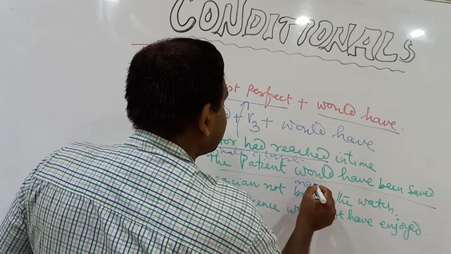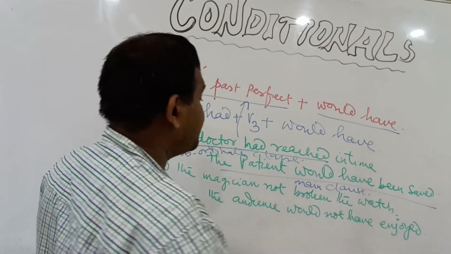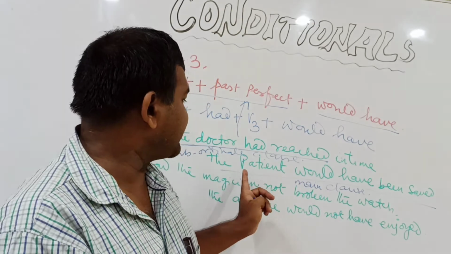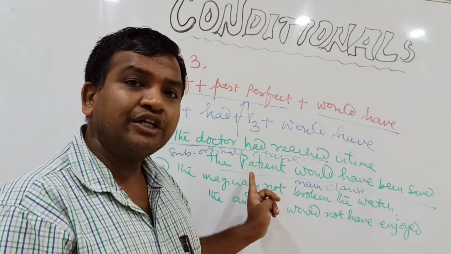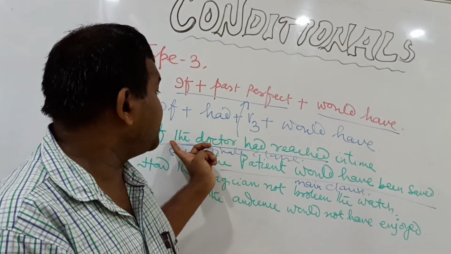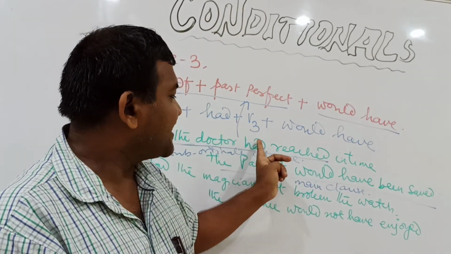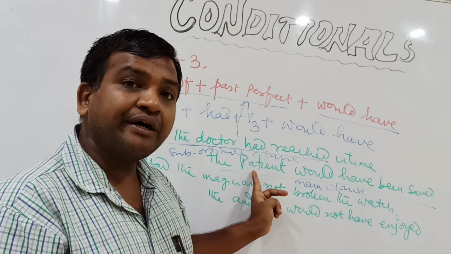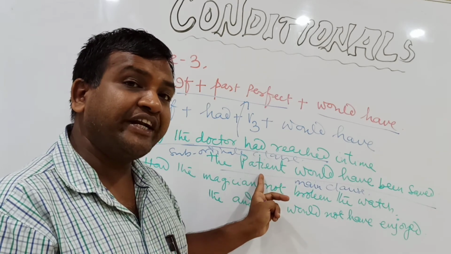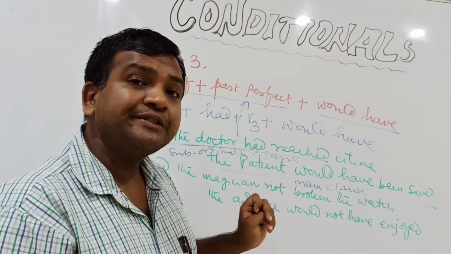And "the person would have been saved" is the main clause. You see, "the person would have been saved" is a complete sentence. It doesn't need any help to be used. But "if the doctor had reached in time" is an incomplete sentence, hence it needs the help of the main clause. This one is a dependent clause and this one is an independent clause. The independent clause is called a main clause and the dependent clause is called a subordinate clause.